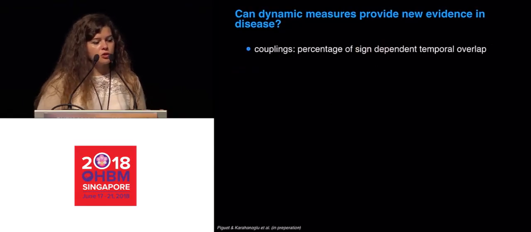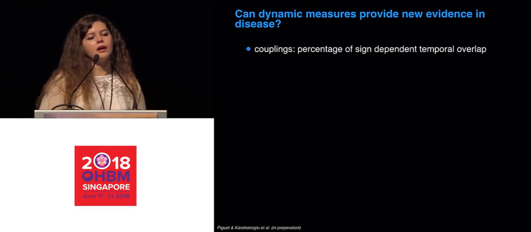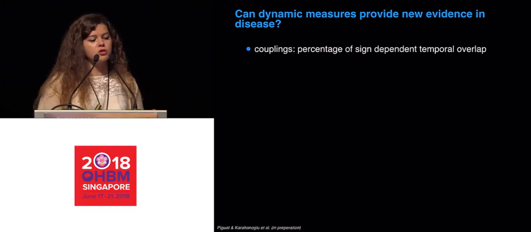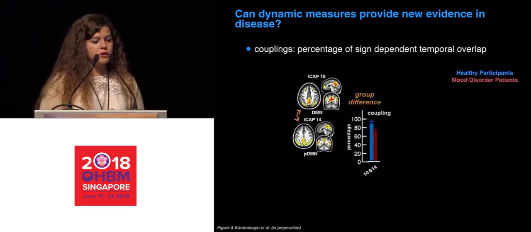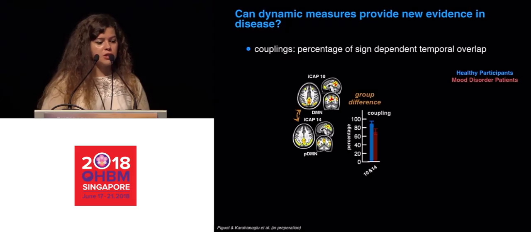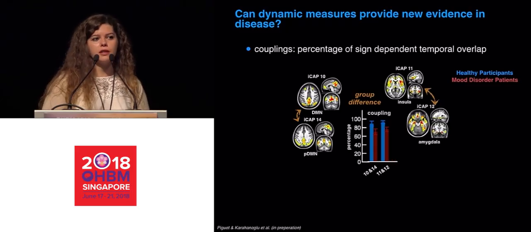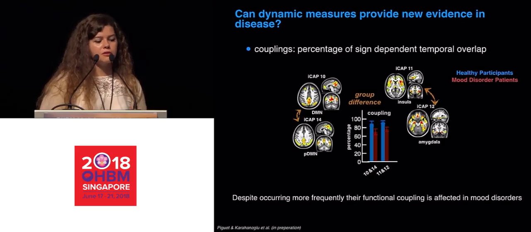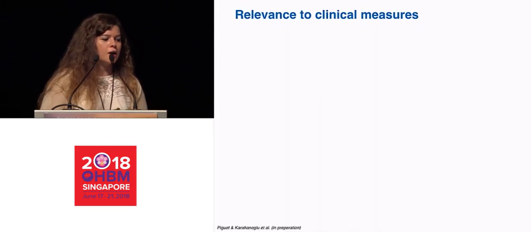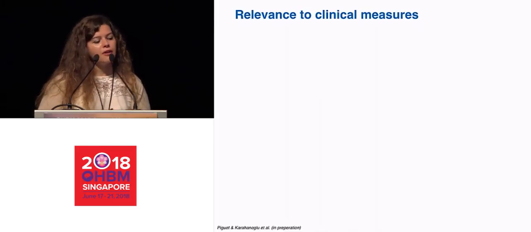We further checked the temporal couplings of these ICAPs, the percentage of the sign-dependent temporal overlap. Here we see the posterior default mode and the full default mode coupling is severely reduced in the patients, and the same is true for the amygdala and insula. That is really interesting because all these networks excessively occur in the patients, but their coupling is severely reduced in patients.